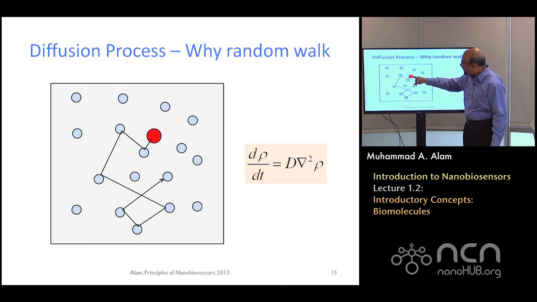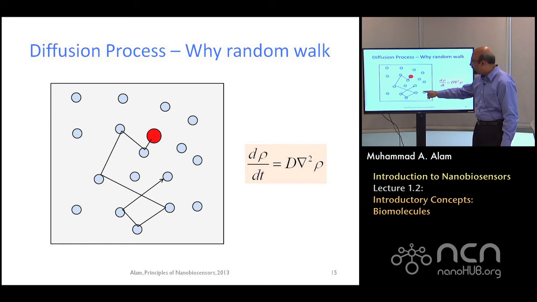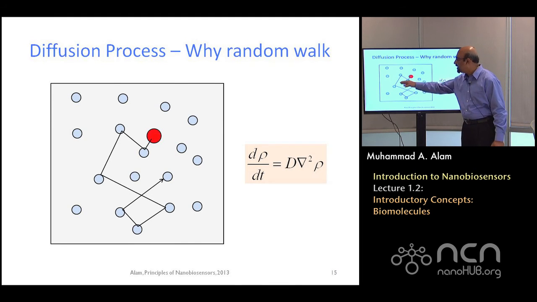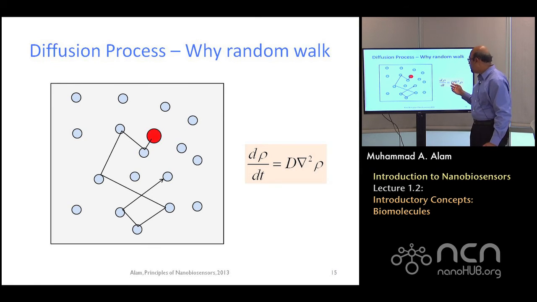But first of all, the statistical distribution of this diffusion is described by this diffusion equation. Here, rho is the probability of finding this red molecule at a distance r at a time t, and D is the diffusion coefficient. If it gets scattered more by these molecules because it's more viscous, D will be smaller. If the red molecule is bigger, let's say a protein compared to a glucose molecule, D will be smaller.